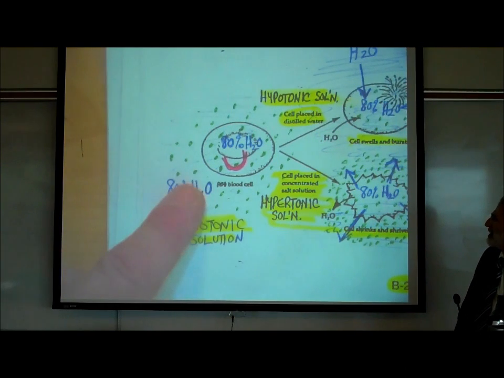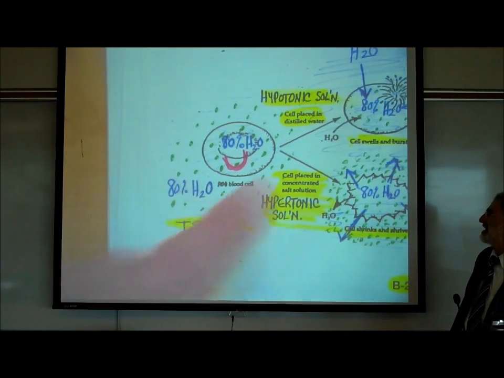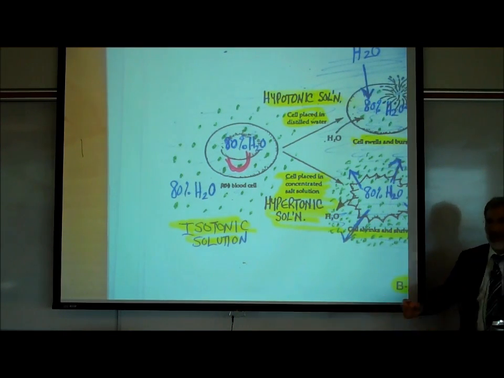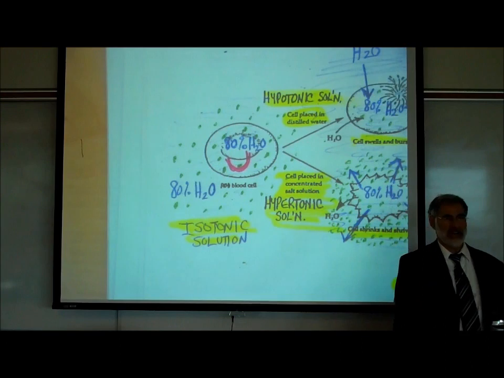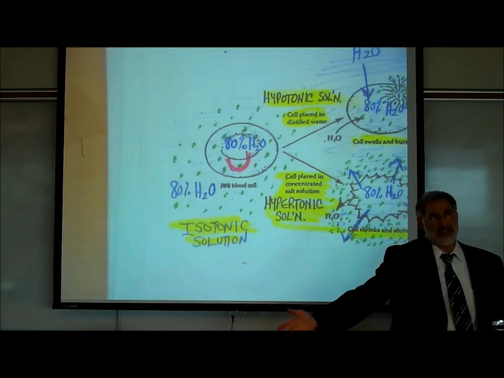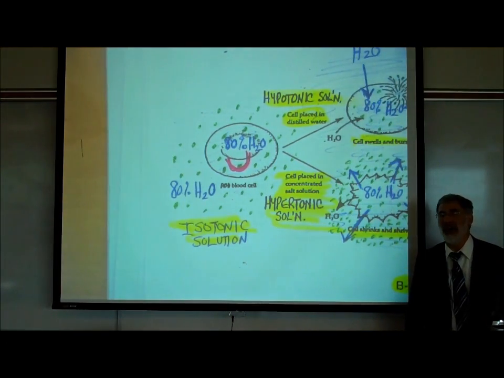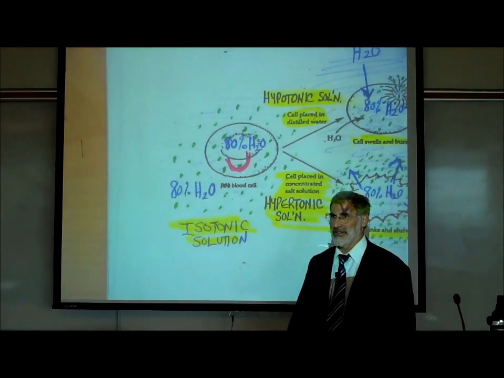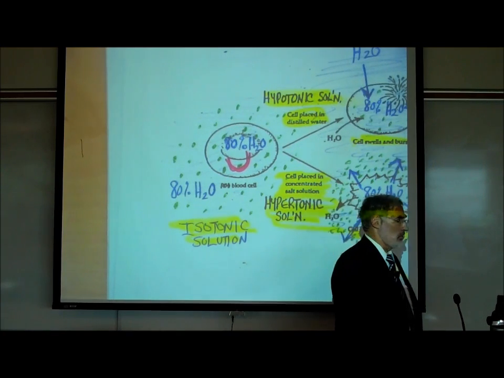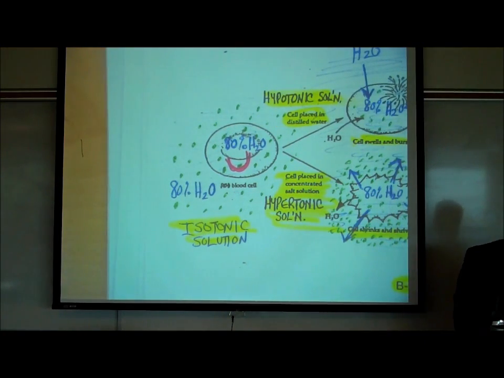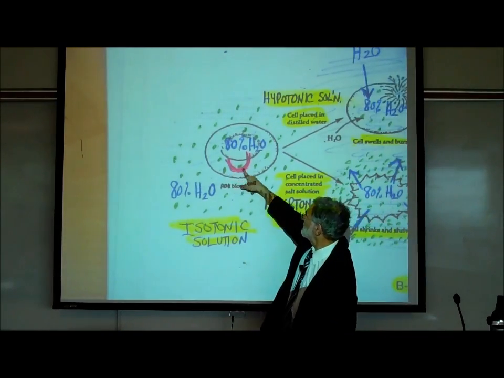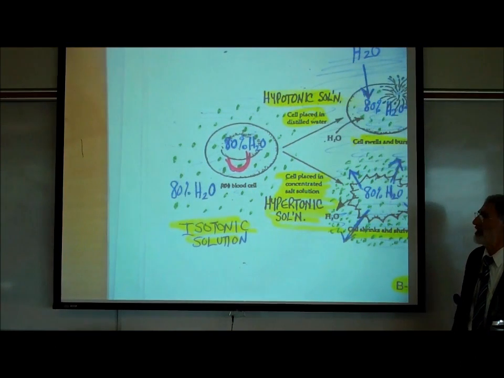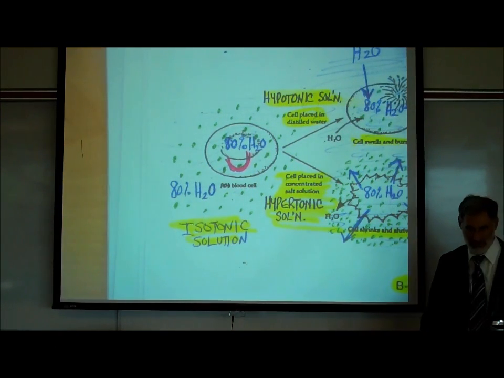Now, if the concentration of water is 80% on the outside and it's 80% on the inside, is the water going to rush into the cell? No. Is the water going to rush out of the cell? Why not? Because the concentration is the same. So there's no net diffusion occurring. What's the term we use for the diffusion of water? Osmosis. There's no osmosis. This is a happy cell. Look at that. Smiling. Because the cell is not swelling up with water and it's not collapsing as the water goes out.